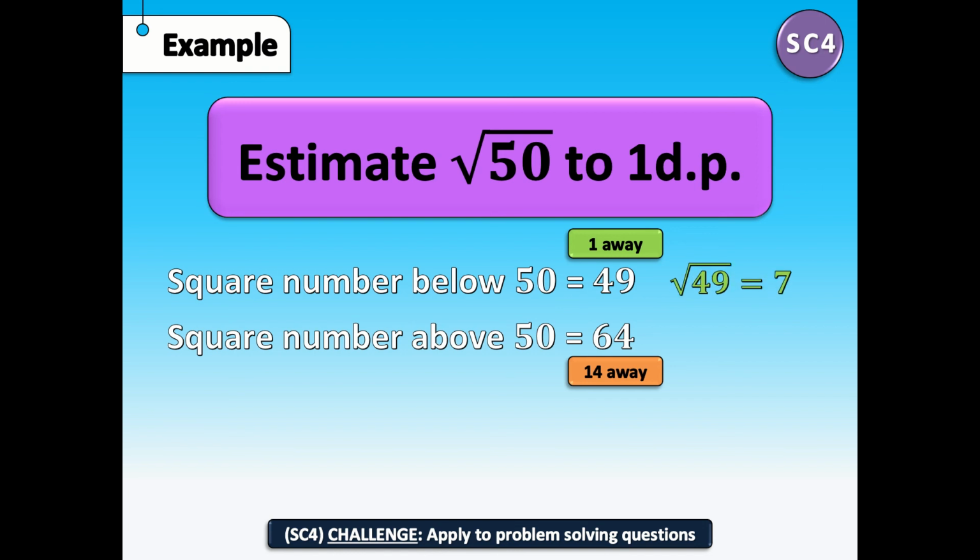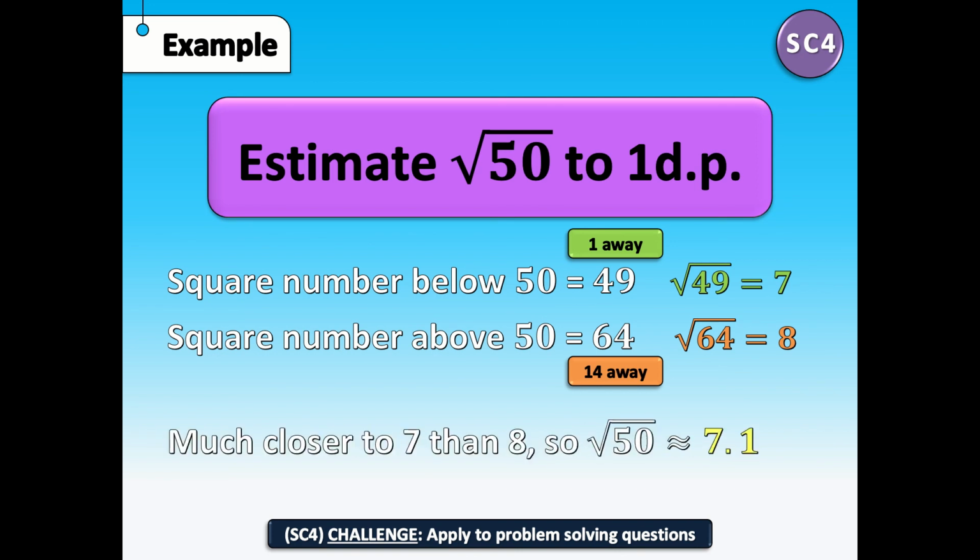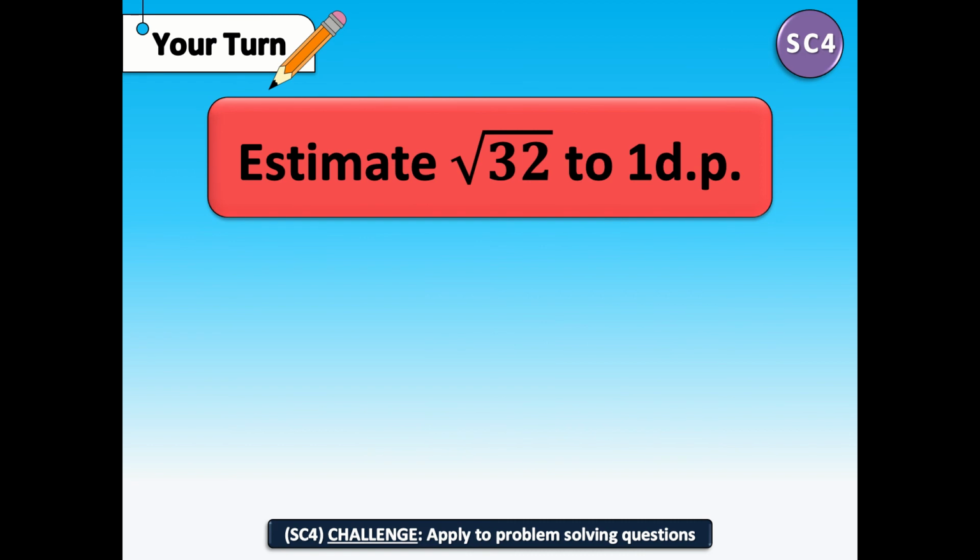The square root of 49 is 7, and the square root of 64 is 8. So the square root of 50 is going to be closer to 7 than it is to 8. So it's going to be approximately 7.1. Here's one for you to have a go at. Pause the video, and when you're ready to see what you should have done, press play.